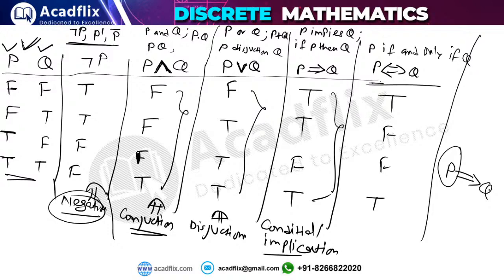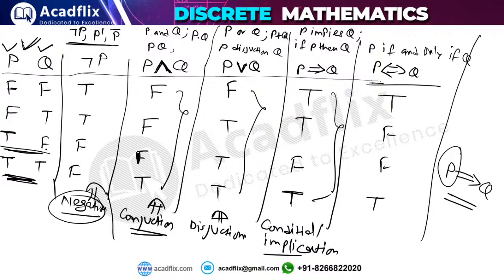I am saying that if P is true, then Q should be true. So you see here in the fourth row, P is true, Q is true. Then in this case, our statement is true because we are saying if P is true, then Q should be true. But if you see this third row, then what is this third row?